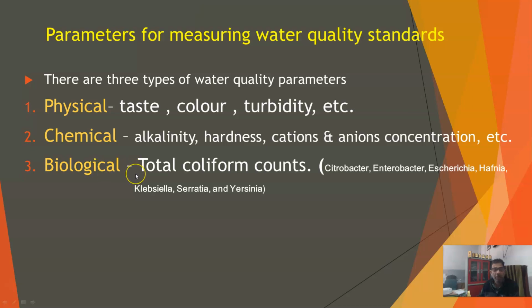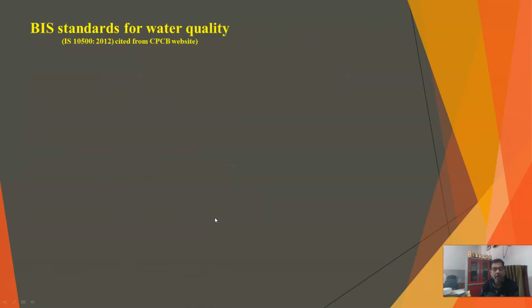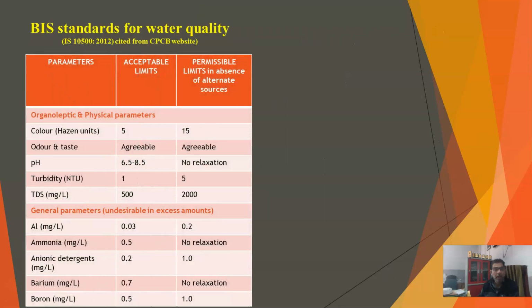In the biological parameters, we take total coliform counts. In this, we see the concentration of bacteria like Citrobacter, Enterobacter, Escherichia, Hafnia, Klebsiella, Serratia, and Yersinia. So these are basically the standards given by the Bureau of Indian Standards, monitored by the Central Pollution Control Board, and you will find that there are different types of parameters, and for all the parameters, two values are given. One is called the acceptable limit, another is called the permissible limit.